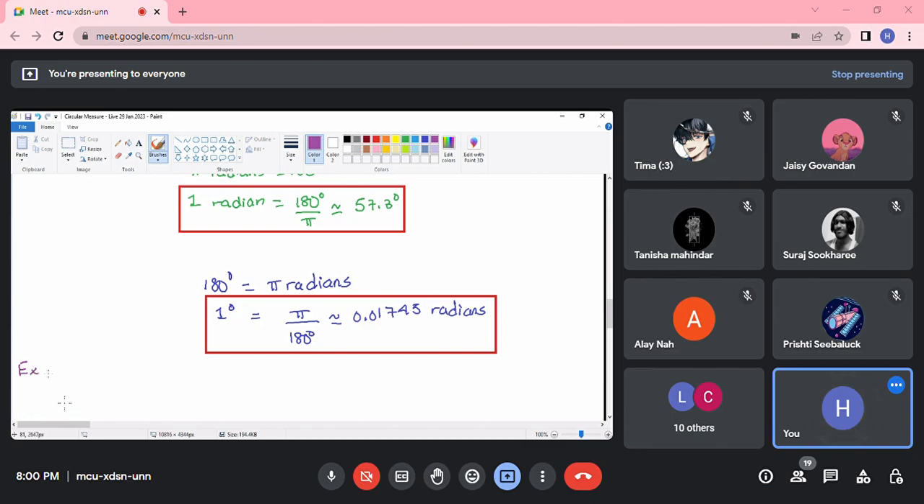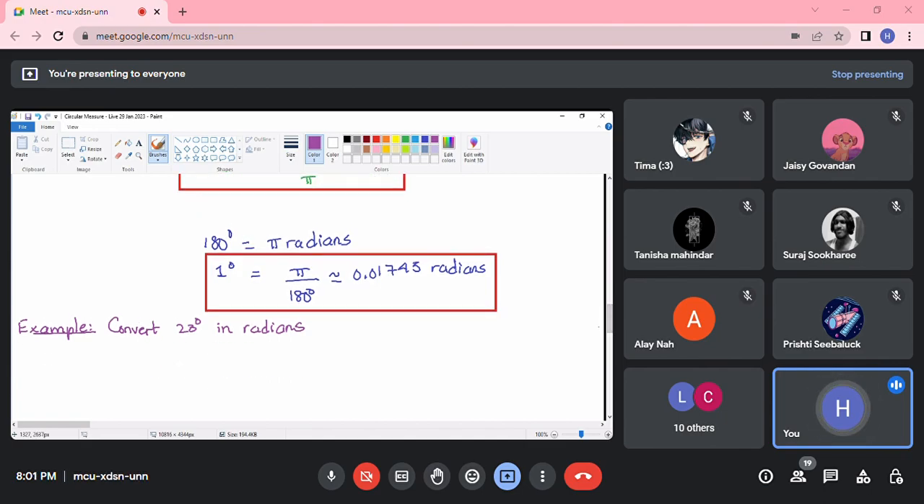So example, convert 23 degrees in radians. So as you can see above, 1 degree is equal to pi over 180 radians. Donc, quand on convert 23 degrees into radians, I will do 23 degrees is equal to pi over 180 fois 23 degrés. Okay? So therefore, si je tape ça au calculatrice, I will get approximately 0.4 radians.